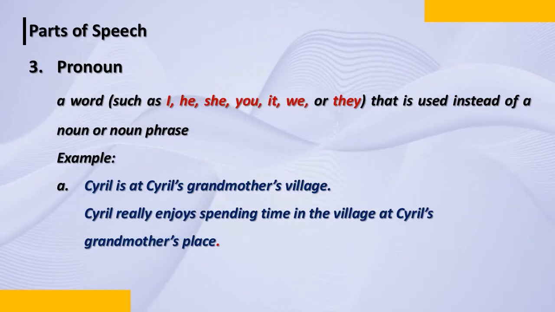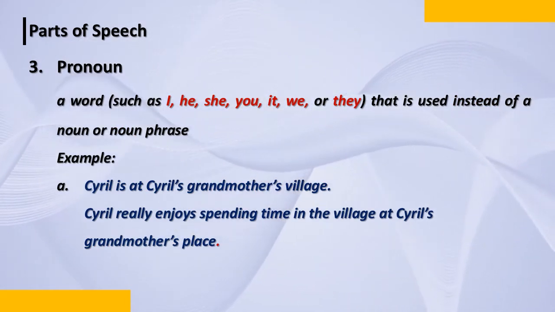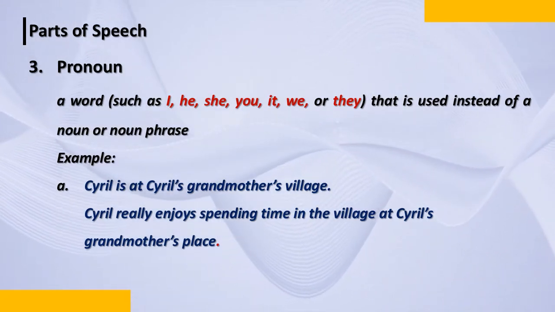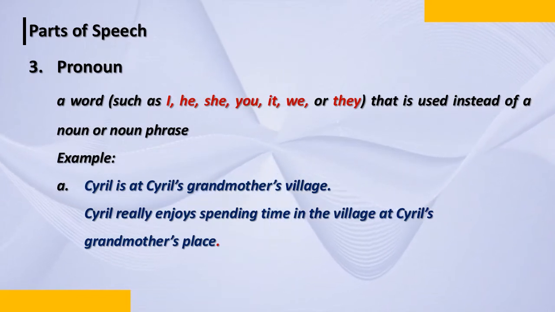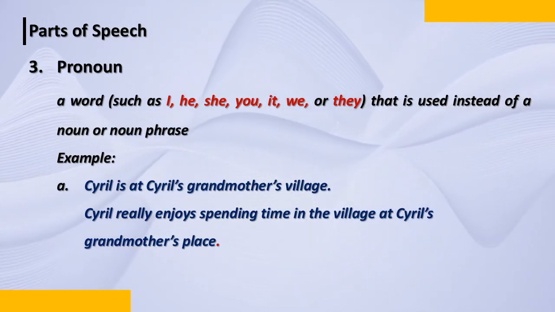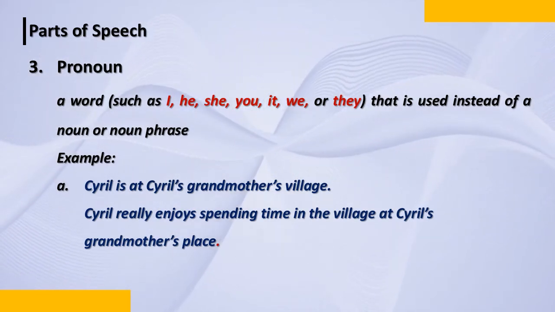Pronoun, the third one, being a word such as I, he, she, you, it, we, or they that is used instead of a noun or a noun phrase. What does a pronoun do? A pronoun replaces a noun. Now, why do we have to replace a noun with a pronoun? Why can't we use a noun all the time?